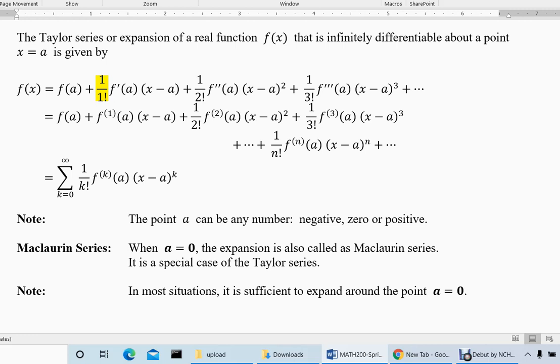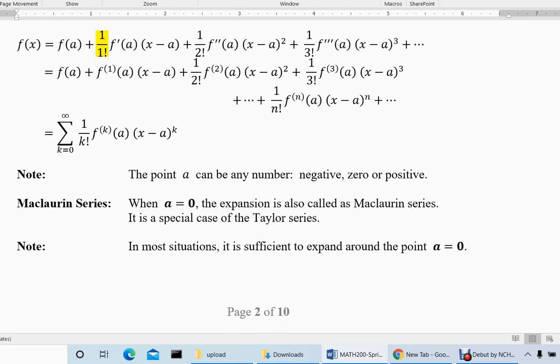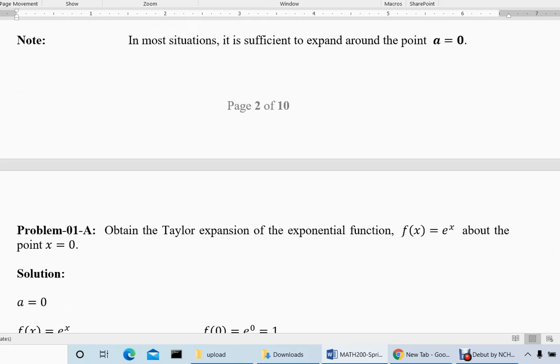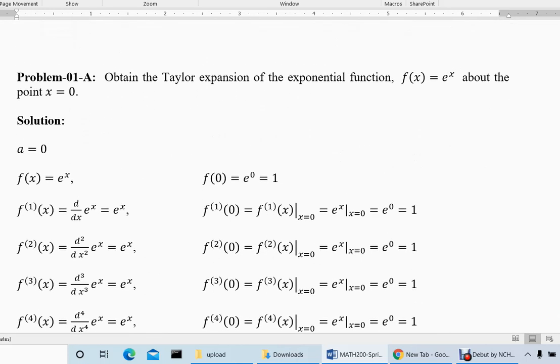The series becomes easy to handle most of the time, so it has a special name. It's called Maclaurin series, and there are reasons why we do it around a equal to 0, and sometimes we will not do it around a equal to 0. Now let's do the first example.